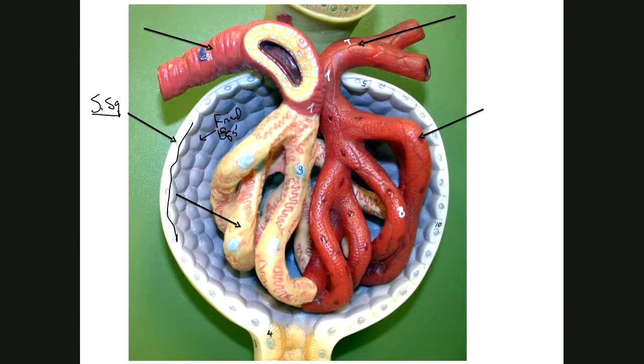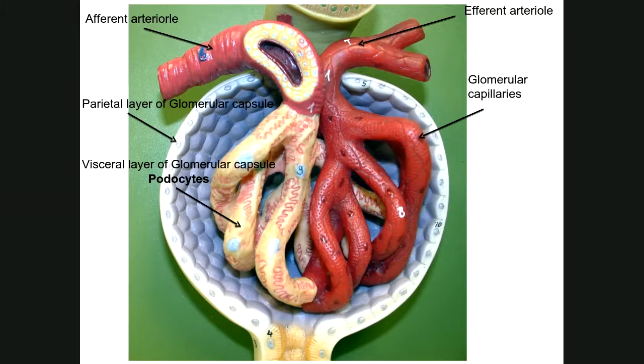These cells are called podocytes. Podocytes are special cells, because they have feet. They look like this, sort of. And they have feet. So they're called foot cells. Podocytes means foot cells. So podocytes, let's look at the podocytes.